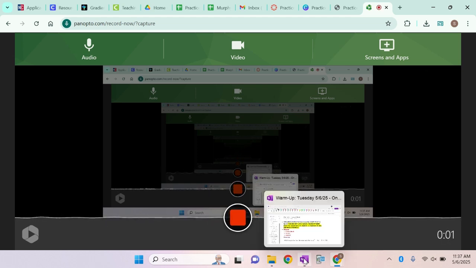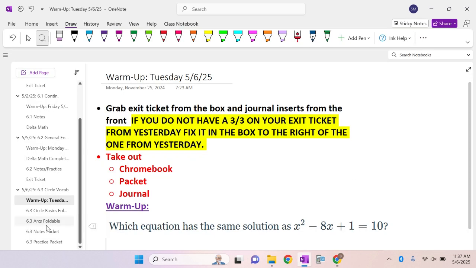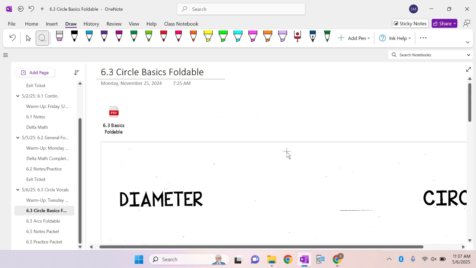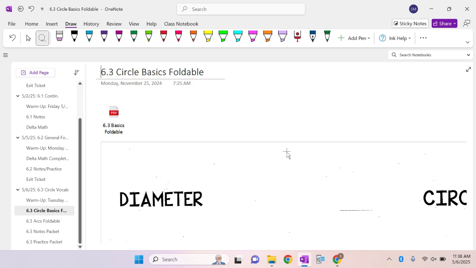Properties each of those segments hold. So again, I'm looking at that very first journal entry. It should say 6.31 on the back of it. It is a trifold. All right, so it looks like this has a diameter, all that good stuff.